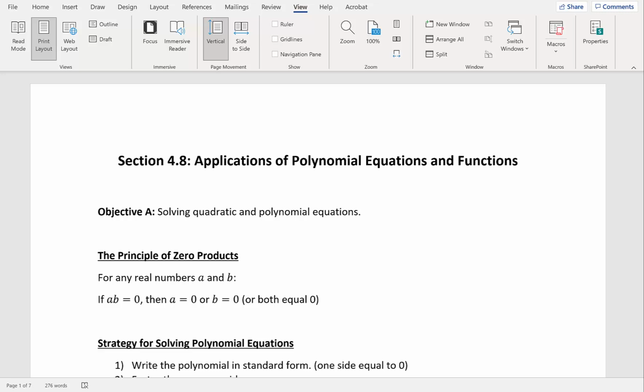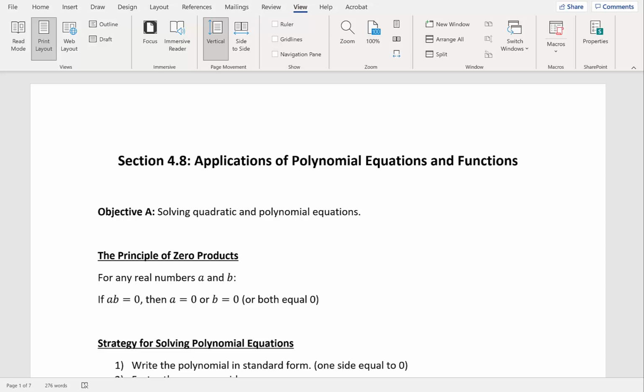In this video, we'll take a look at section 4.8, which is applications of polynomial equations and functions. Now, our first objective is solving quadratic and polynomial equations. In order for us to solve quadratic and polynomial equations, we have to use one key property. It's called the principle of zero products.